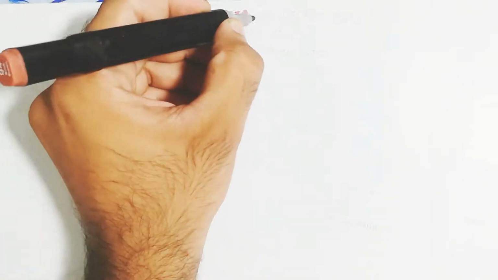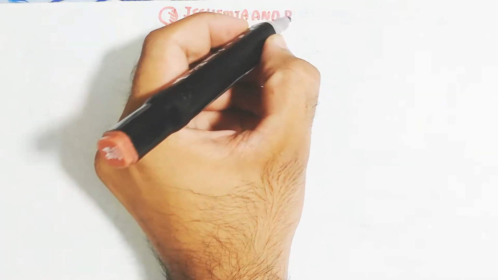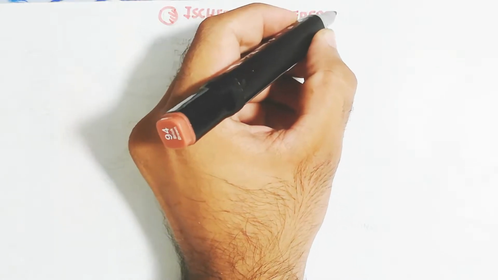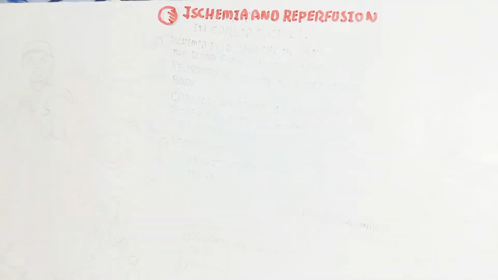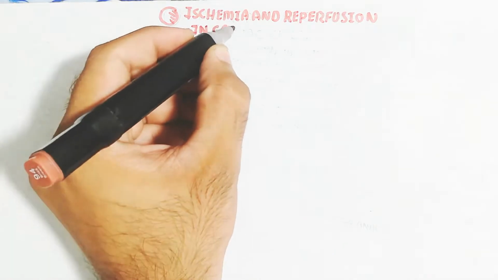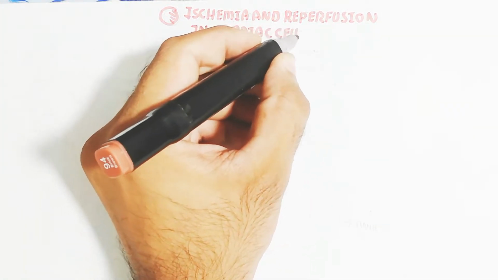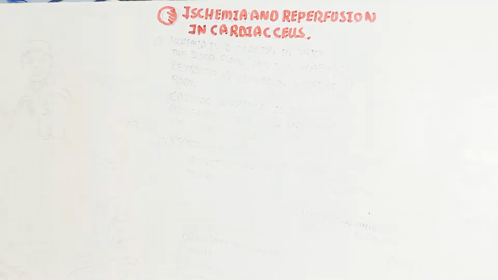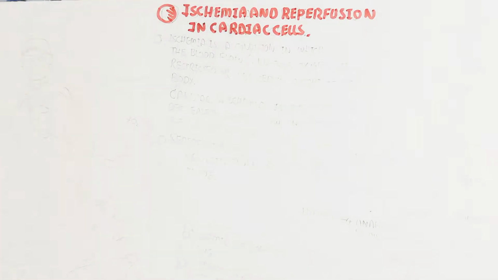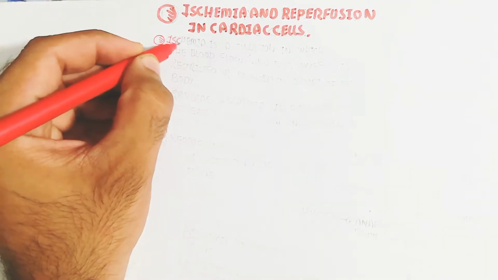Hello, in this video we will discuss ischemia and reperfusion in cardiac cells. So what is ischemia and reperfusion in cardiac cells? Basically, when the coronary artery that perfuses oxygen into the myocyte is damaged, the myocyte will be damaged.